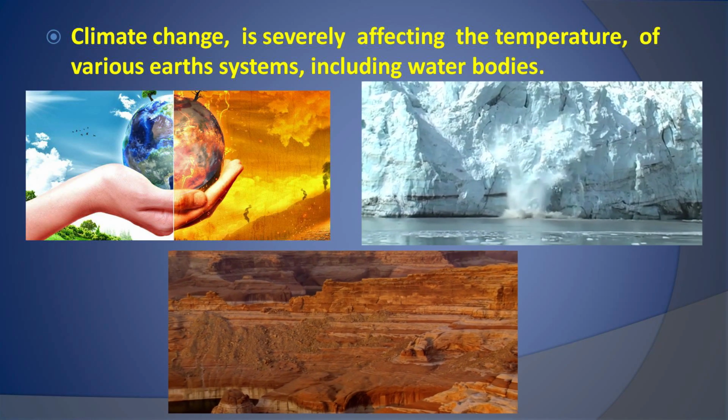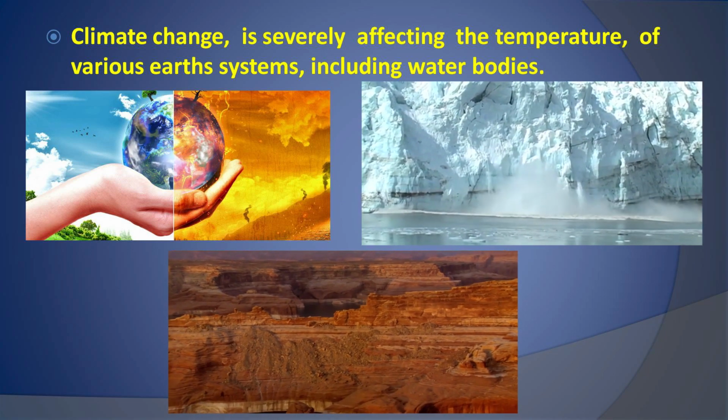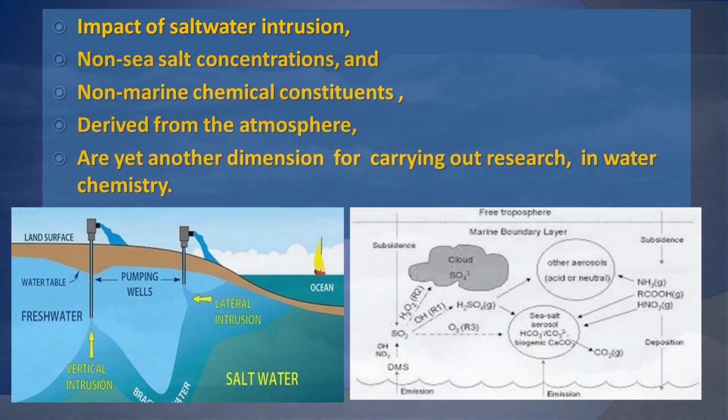Climate change is severely affecting the temperature of various Earth systems, including water bodies. The WATCHIT program can also help in finding out the effect of rising temperature in surface water bodies and their changes in terms of saturation indices of reactants. Impact of saltwater intrusion, non-sea salt concentrations, and non-marine chemical constituents derived from the atmosphere are yet another dimension for carrying out research in water chemistry.